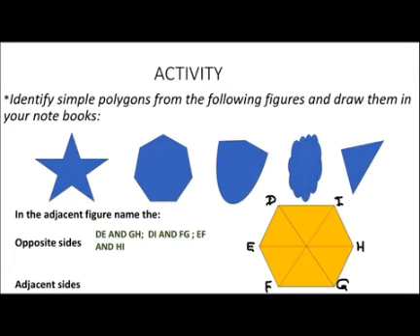Then we have GF and GH. FG and GH can also be named as GF and GH. So likewise we have many adjacent sides. So write down: EF and FG, FG and GH, GH and HI, HI and ID, ID and DE, DE and EF are all adjacent sides, children. I hope all of you understood what simple polygons are and what opposite sides and adjacent sides of a polygon are. There is a difference between opposite and adjacent.